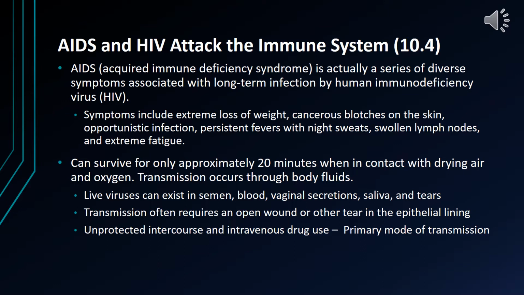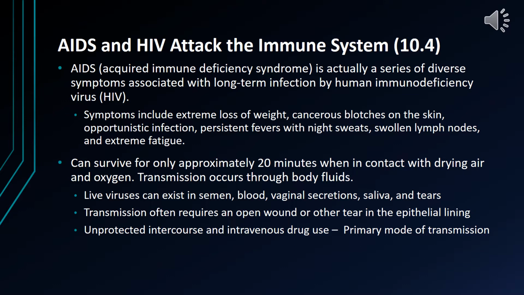Section 10.4, AIDS and HIV attack the immune system. So AIDS, which is an acronym for Acquired Immune Deficiency Syndrome, formerly known as GRID, is actually a series of diverse symptoms associated with long-term infection by the human immunodeficiency virus, or HIV. The symptoms caused by HIV in AIDS include extreme weight loss, cancerous blotches on the skin, opportunistic infections, persistent fever with night sweats, swollen lymph nodes, and extreme fatigue.